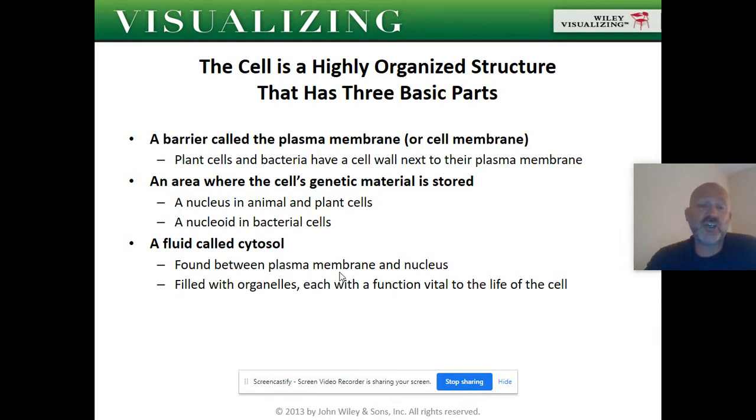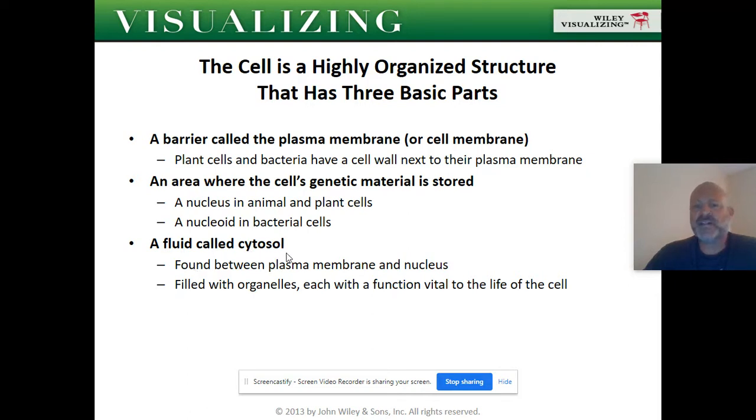We looked at the structure of the cell membrane last week when we were looking at phospholipids. You remember the hydrophilic phosphate heads being attracted to the water, where the two lipid tails were repelling the water. So sometimes the cell membrane is referred to as the phospholipid bilayer, because we have those two layers of phospholipids making up its structure. The fluid portion of the cell is called cytoplasm, sometimes called cytosol.